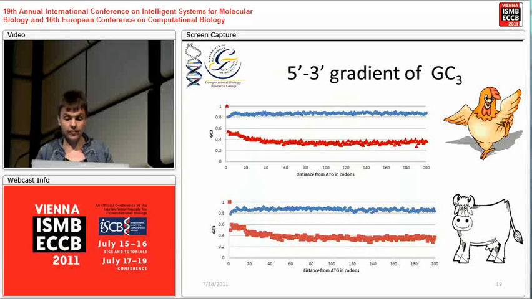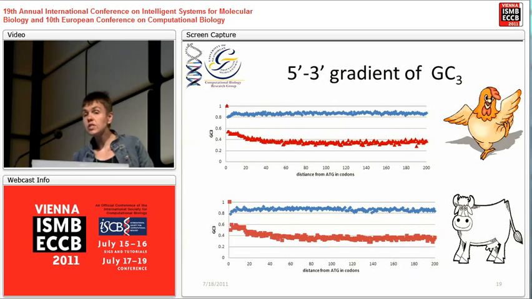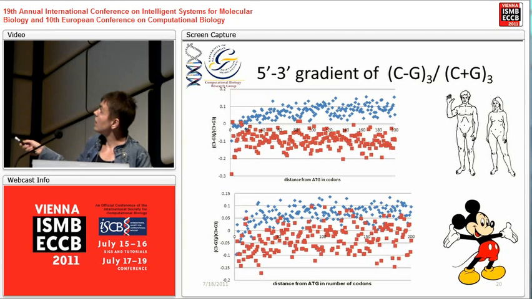Now let's look at a 3' gradient of GC3. For chicken and for cow, we have very similar pictures, very similar to what we saw in plants. We have slightly noisier data for CGSQ, but we see the same for human and for mouse.